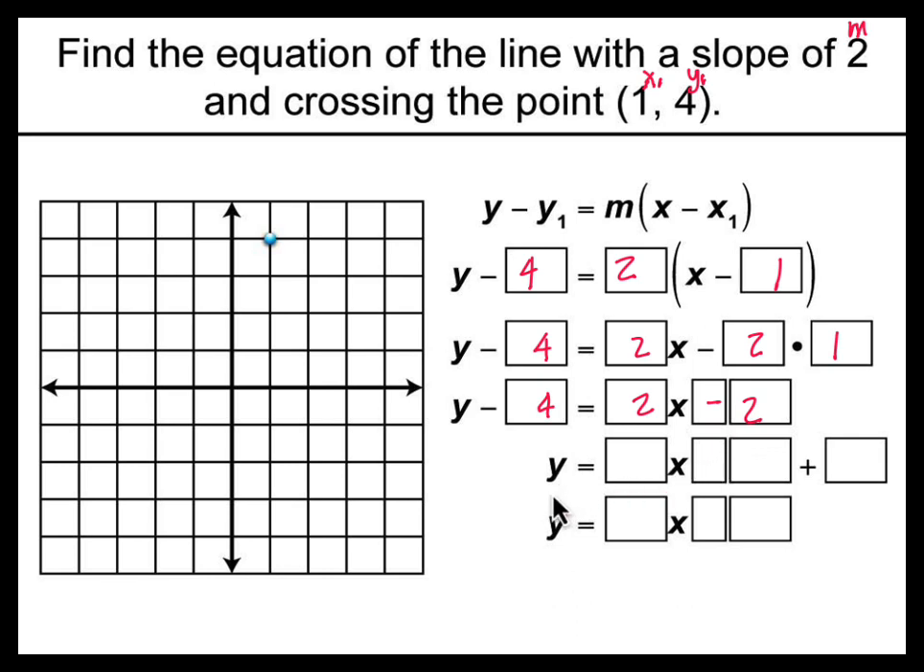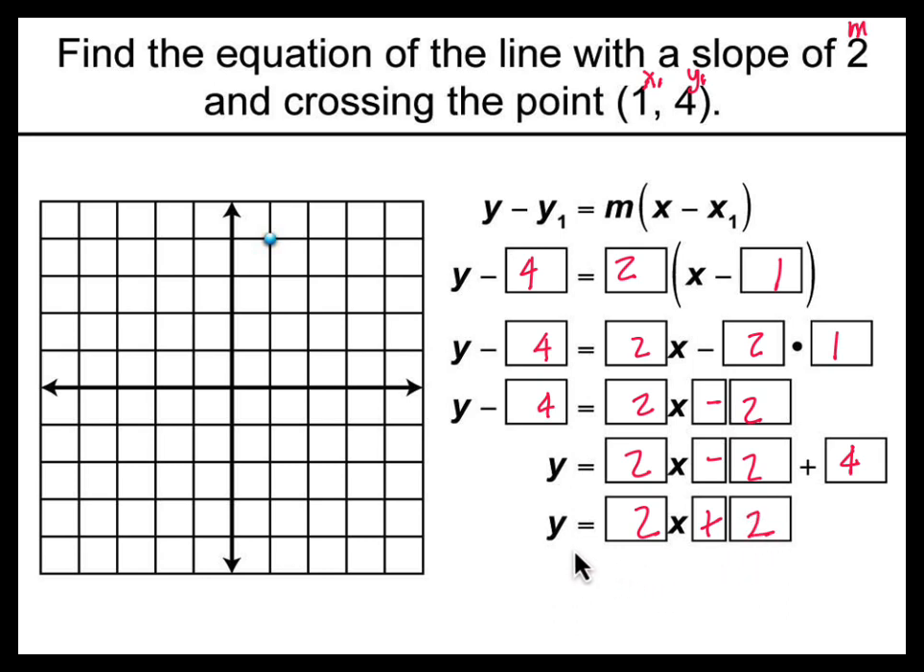Now all we need to do is remove this term from the left. So we need to add 4 to both sides of the equation, and we get y equals 2x minus 2 plus 4. Simplifying, we get y equals 2x, and then minus 2 plus 4 is plus 2.